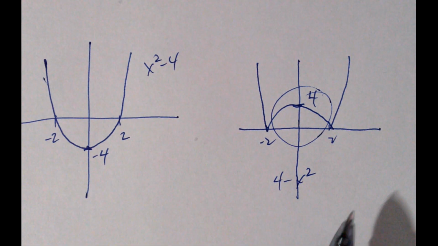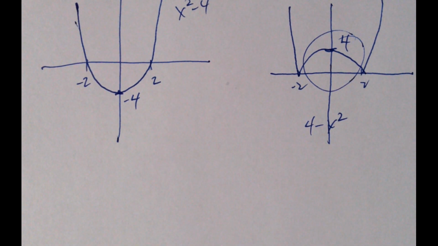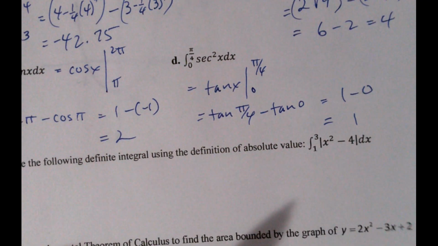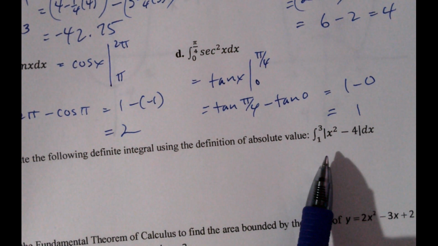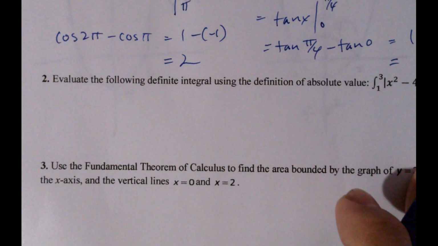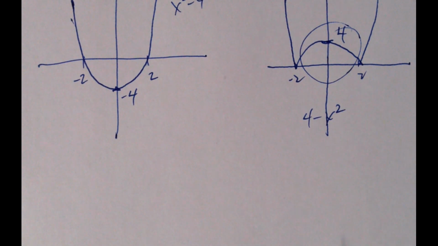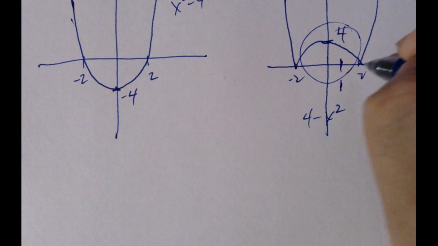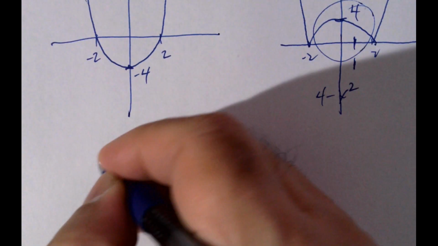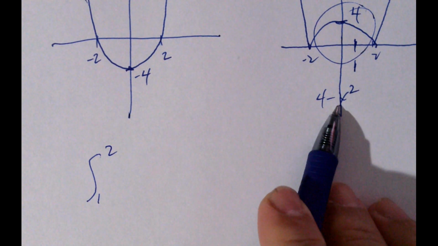All right. So if I want to do the integral from 1 to 3 of absolute value of x squared minus 4, I'm going to just write it like this. So, well, let's talk about what happened here. So 1 is here going to 2. So I'm going to do 1 to 2 of the 4 minus x squared.